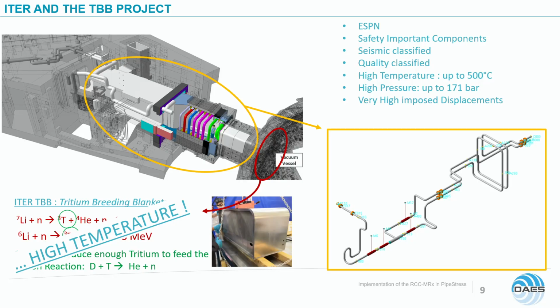So in all that, we are dealing with very high constraints in terms of, of course, temperature and pressure, but also we have nuclear classified components. We have also very high imposed displacements. For a mechanical engineer, it's a nightmare. So we have to solve all these problems. This is an example of a piping layout that we have done with the previous version of pipe stress. This is what it looks like.